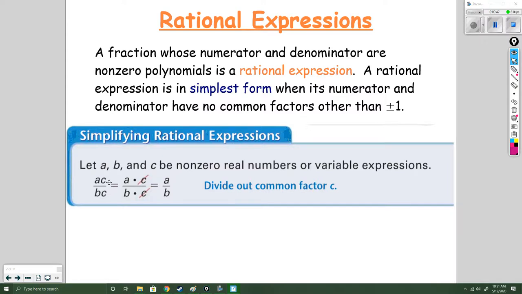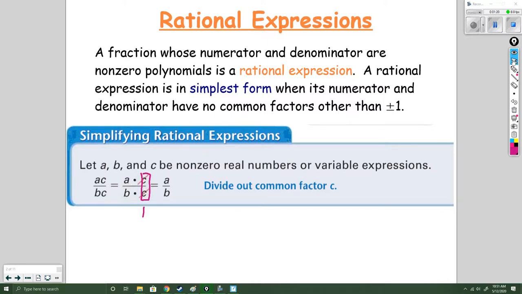Let A, B, C be non-zero real numbers or variable expressions. And let's say we're starting with AC over BC. Well, AC is just A times C, and BC is just B times C. And then we see that we have C over C here, which is unnecessary. Anything divided by itself is 1, so we would cancel out those common factors, and it would leave us with A over B. So that C over C is unnecessary, and that's why we would want to simplify. We're just dividing out the common factor of C.